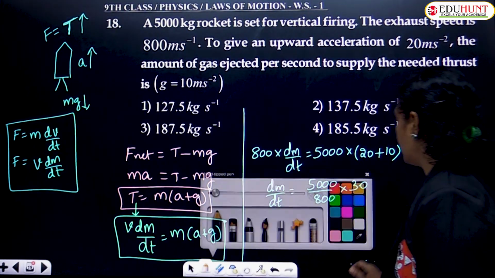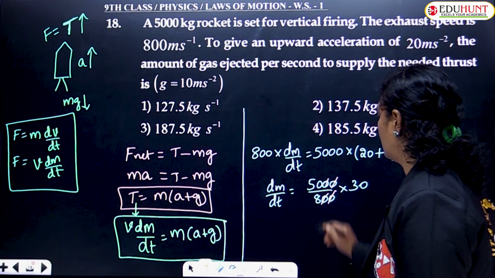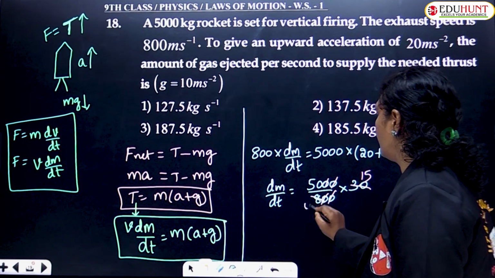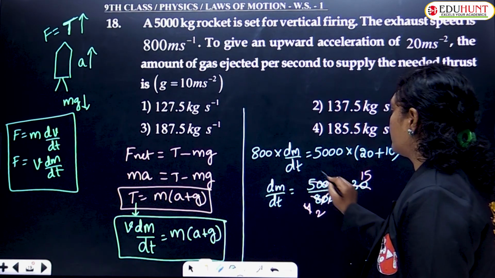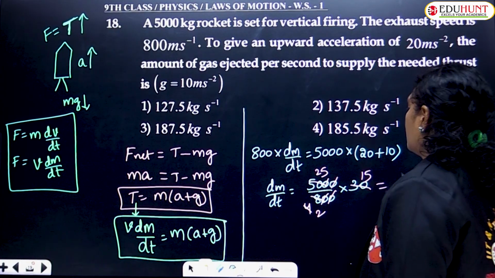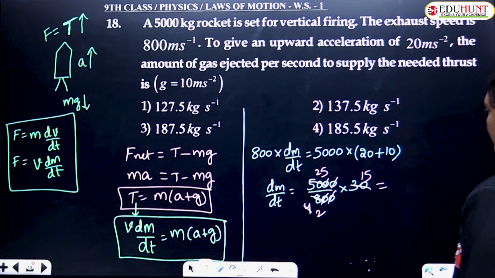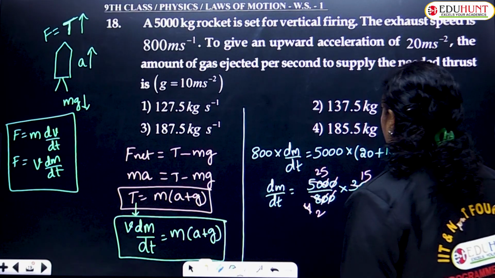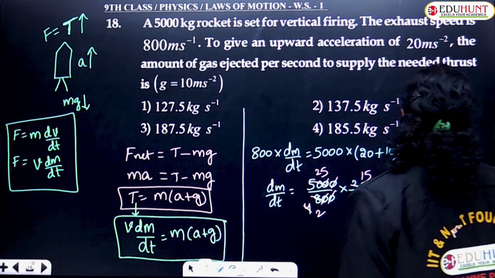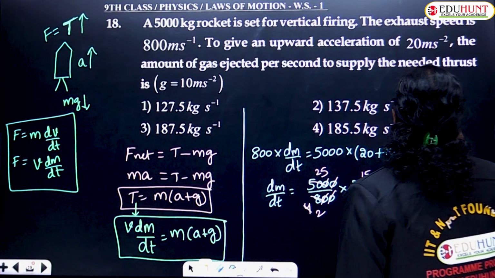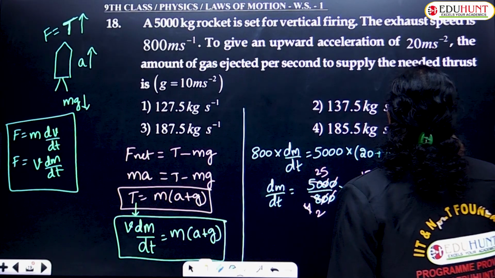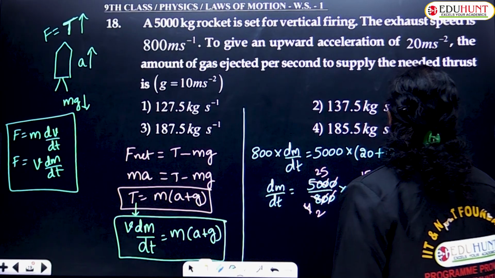Now solving this, we cancel common factors: 2 fifteens and 2 fours, again 2 times and 25 times. Further solving, 25 into 15 is 375. Let me multiply this, children, 25 into 15. How much is that, children?